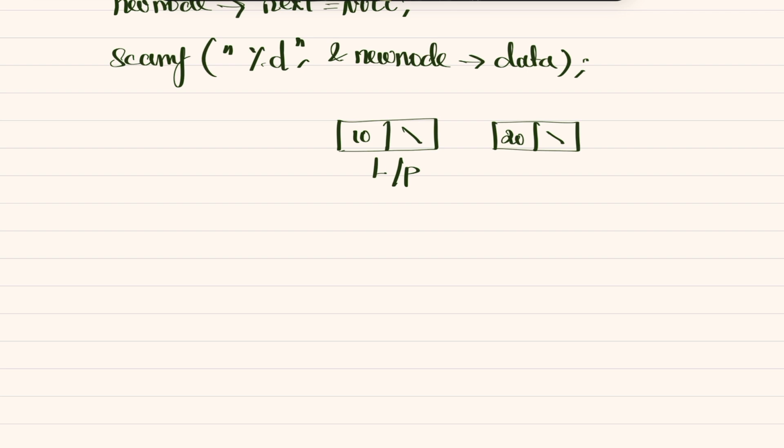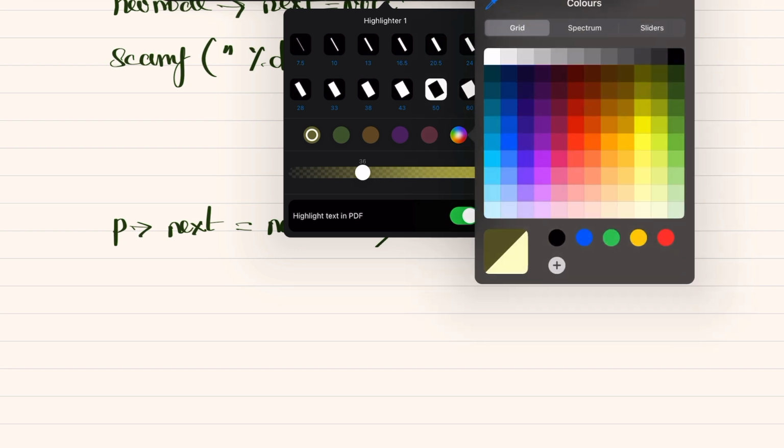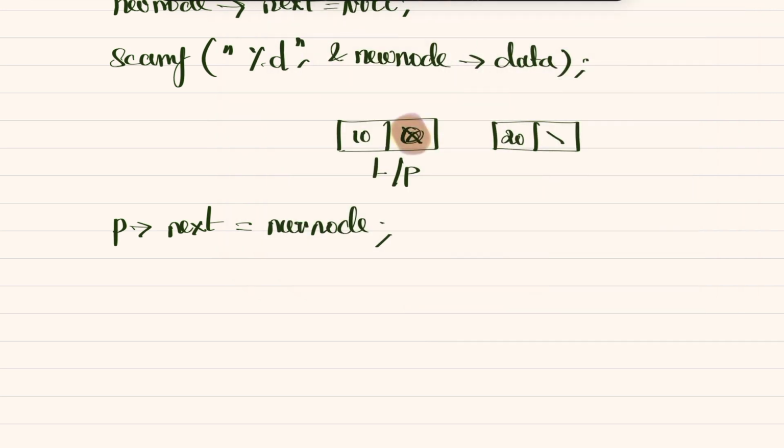So now we can write one statement: P of next equal to new node, whoever is present at the P of next. So this statement says that this is the field. So this field is going to have the address of its next node.